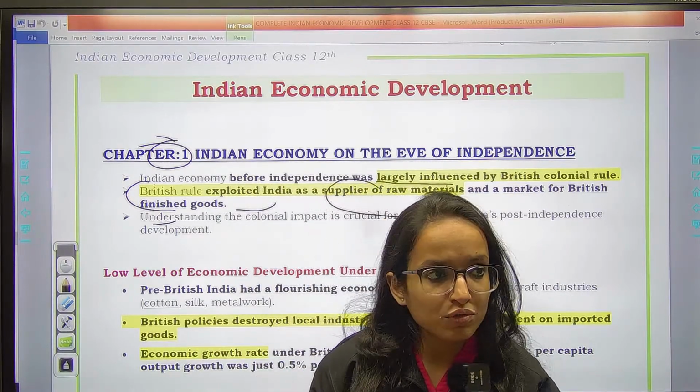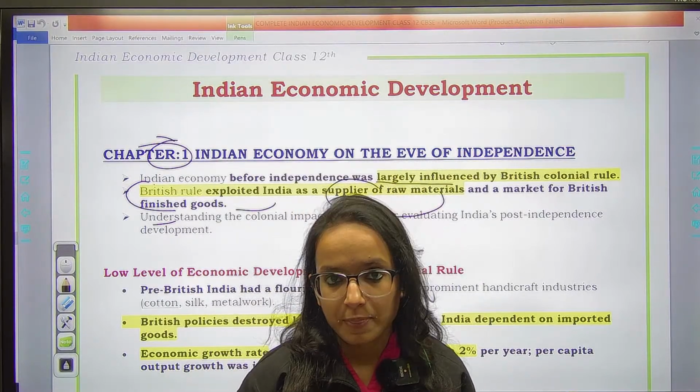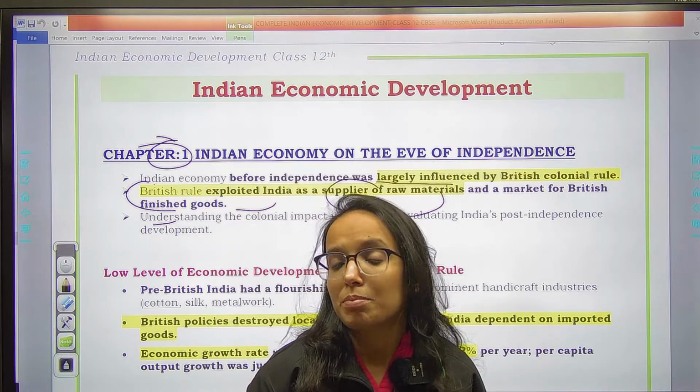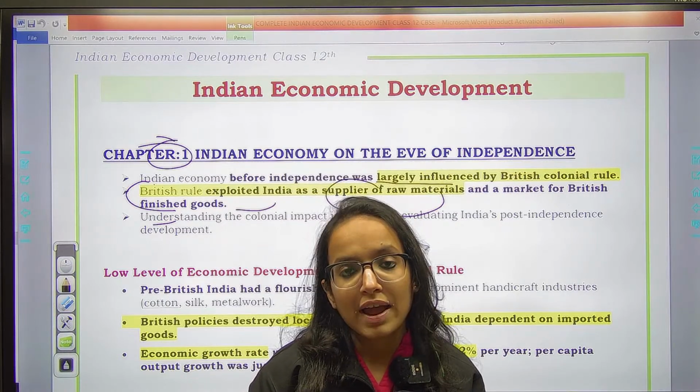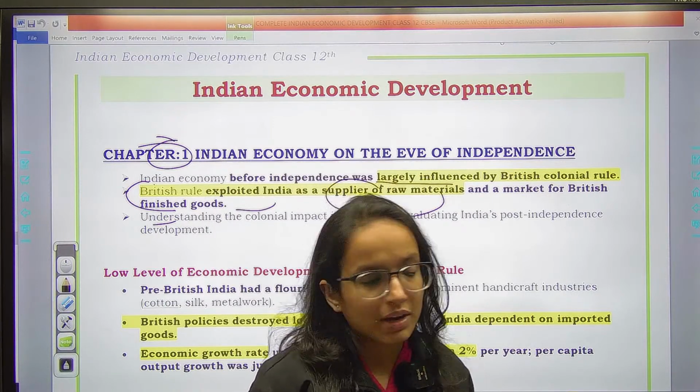So our industry collapsed, but before that we were actually performing well, right? But British colonial rule made us a supplier of raw material, and they dumped their produce in the Indian market because we were a big market. That's why.